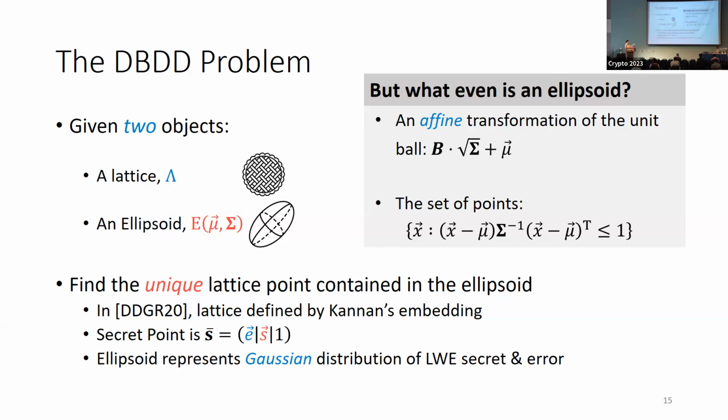You're saying, I know that the LWE secret is within maybe the first standard deviation of this Gaussian distribution with some constant probability. And it's also contained in the lattice defined by the Canon embedding.